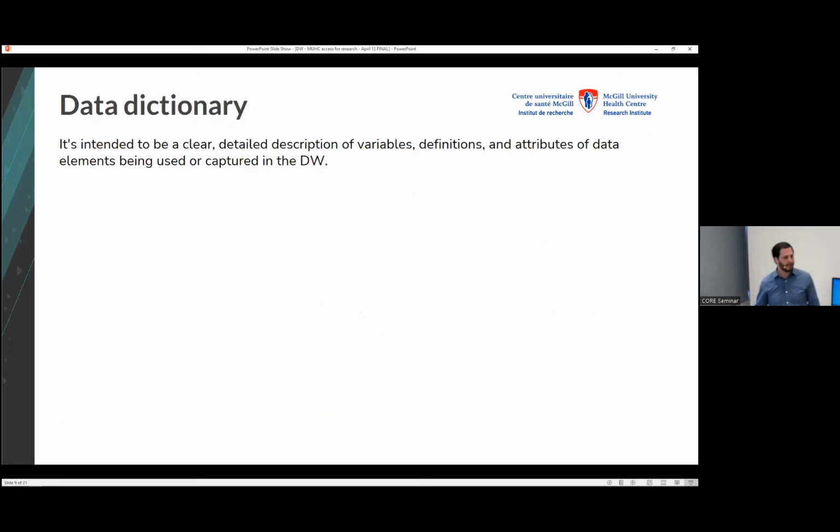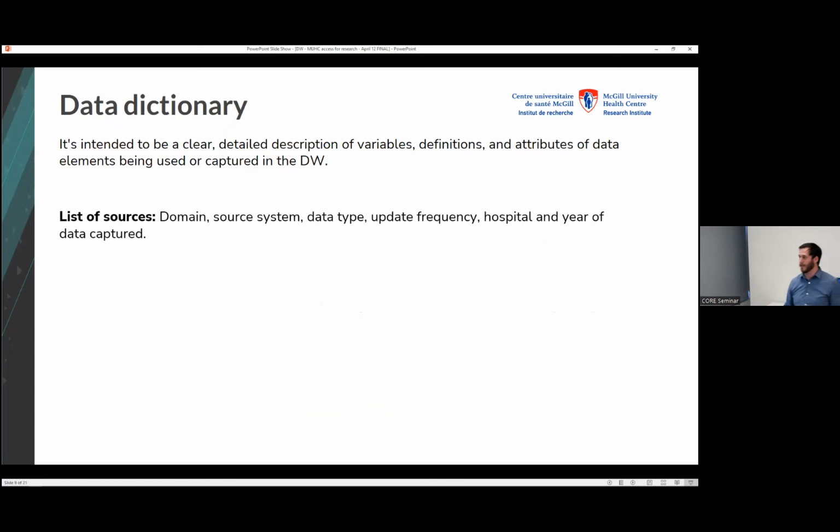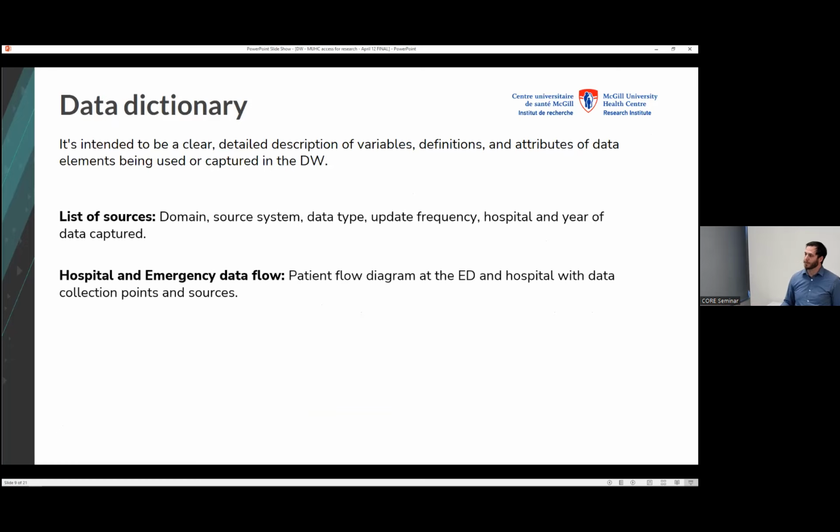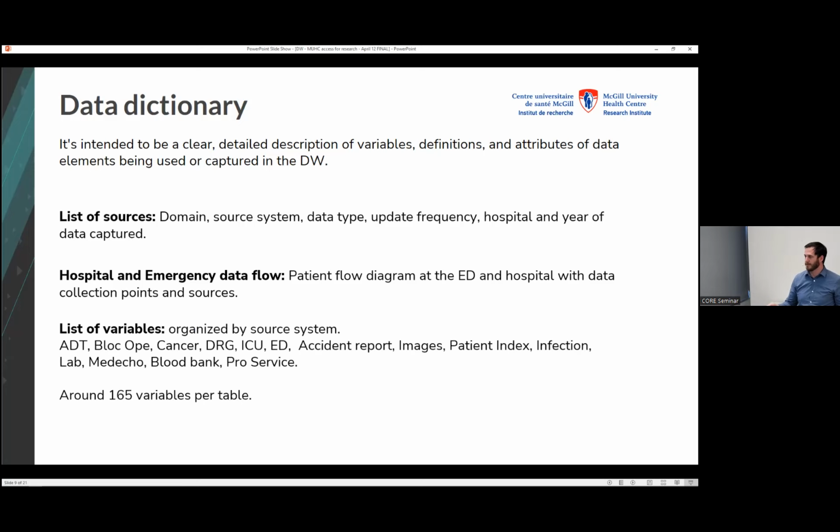Okay, so we have a data dictionary. This is available at the Research Institute. It's intended to be a clear, detailed description of variables, definitions, and attributes of data elements being used or captured at the data warehouse. Basically, we have a list of sources. We have the domain, source system, data type, update frequency, hospital, and year of data capture. We have a hospital and emergency data flow. This describes the patient arrival, with a diagram and where the data is extracted. That's very good to understand how the data flows.